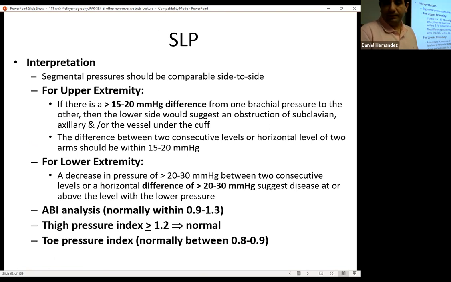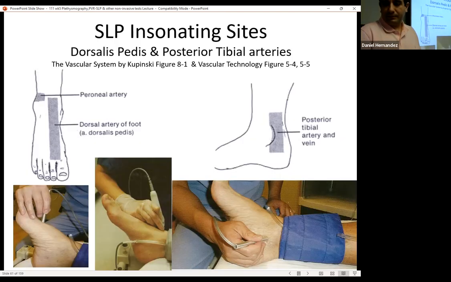If they don't find the PT or the DP, would they go to the peroneal? No, they would just go right up to the popliteal. Okay, so just like that.